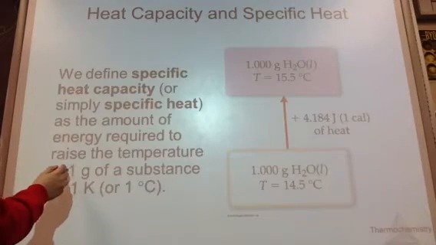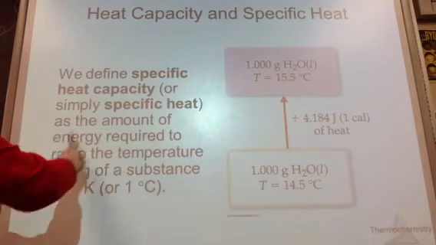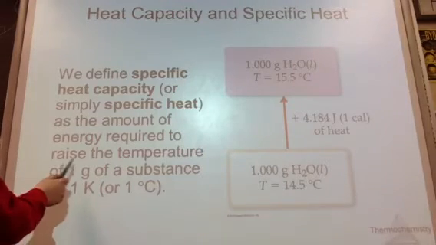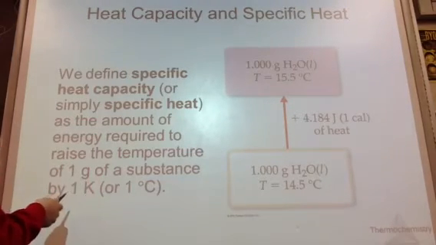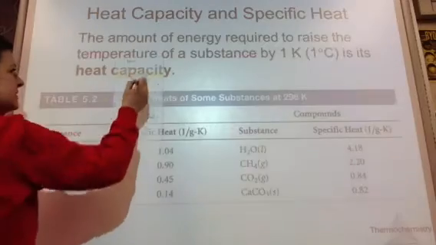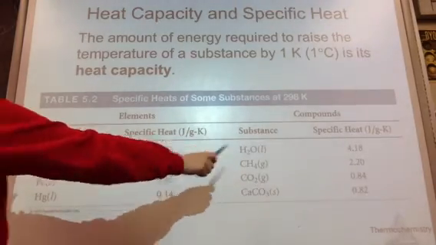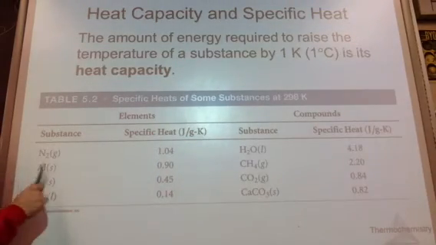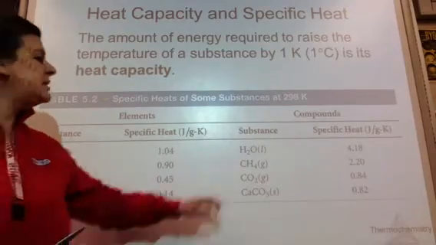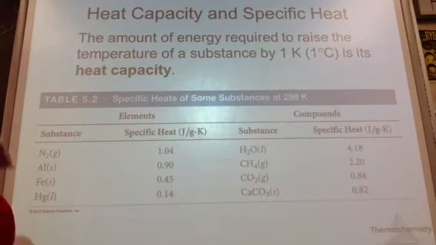We also have something called specific heat capacity. Specific heat capacity is the amount of energy required to raise the temperature of 1 gram of a substance by 1 Kelvin, or we can think of 1 degree Celsius. Some of these specific heats were on the table on the previous slide, the specific heat of substances. I have nitrogen gas, aluminum, iron, mercury. These specific heats will always be given to you. It's something that scientists have calculated for particular substances, so we've already done the calculation here.